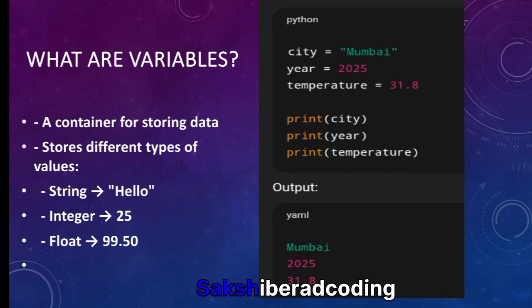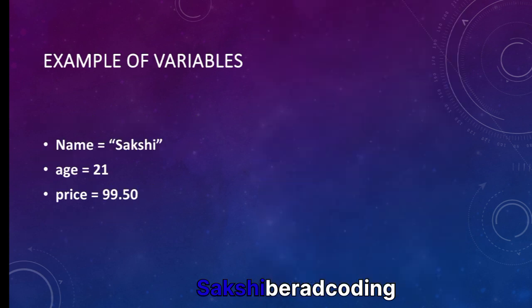Variables in Python. Now let's talk about variables. Think of a variable as a container where you store data, like a box with a label. Examples: name equal to Sakshi, age equal to 21, price equal to 99.50. Here, name stores text called a string. Age stores a whole number called an integer. Price stores a decimal value called a float.